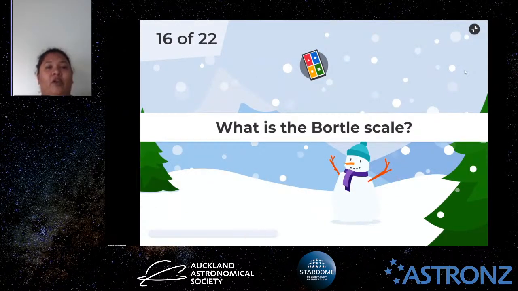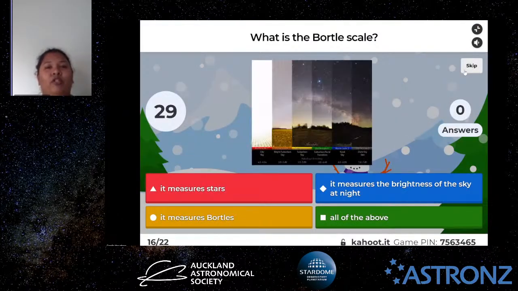Question 16. What is the Bortle scale? Does it measure stars? Does it measure the brightness of the sky at night? Does it measure Bortles? Or all of the above? It's a very important scale that astronomers use.